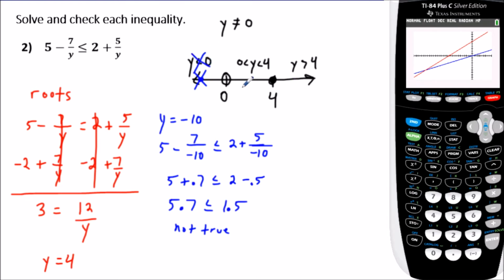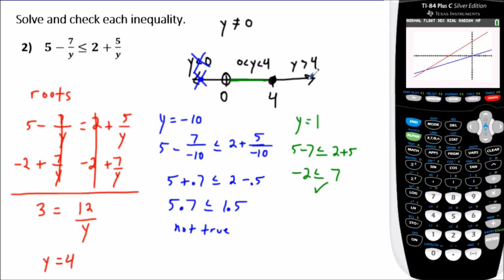Now the next one we test is this interval here. An easy value to check is y equals 1. So if you plug in y equals 1, we get 5 minus 7 is less than or equal to 2 plus 5. -2 is definitely less than or equal to 7. So since this one is true, that means our solution includes every value between 0 and 4.